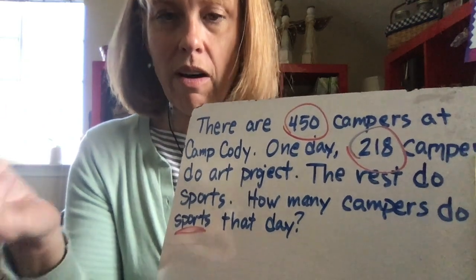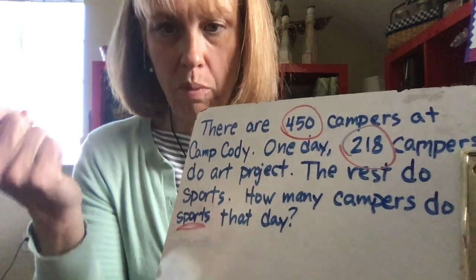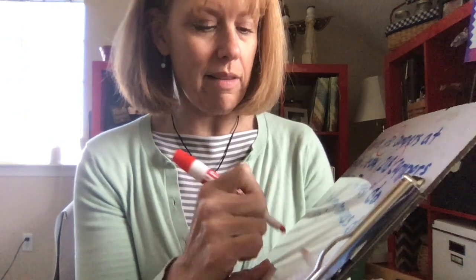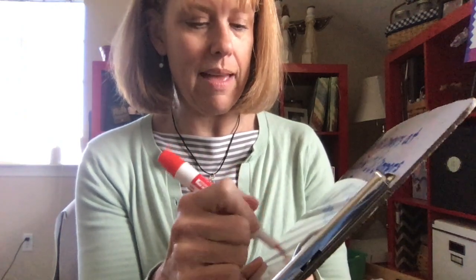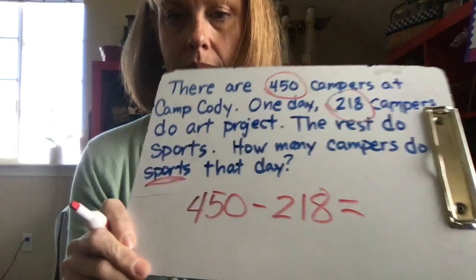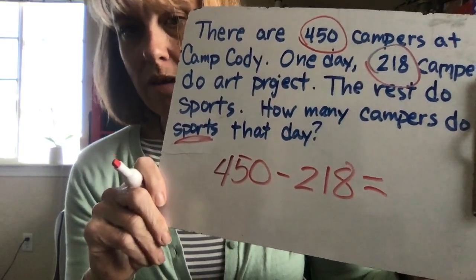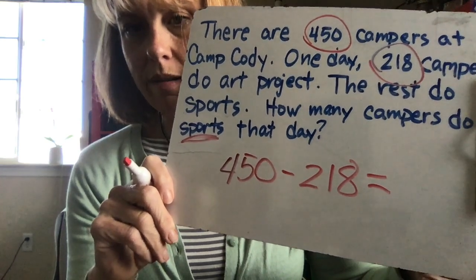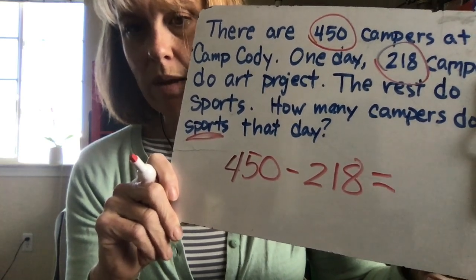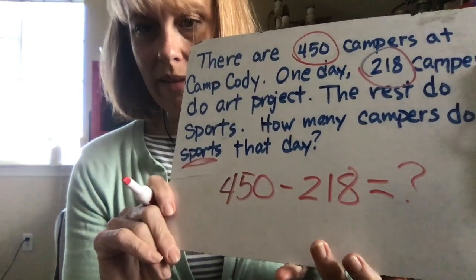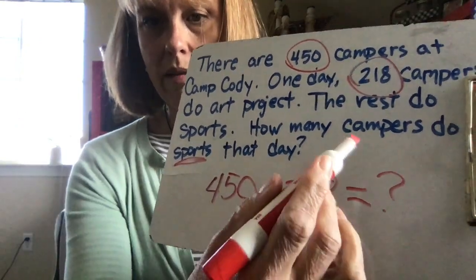What's our equation? What is our subtraction problem? You go ahead and write it down. I'm writing it too. Let's see if we come up with the same thing. That is what I'm trying to figure out. 450 minus 218, because those guys are doing art, and then the rest are doing sports. Whenever we figure out that answer, that is going to give us how many friends are doing sports.